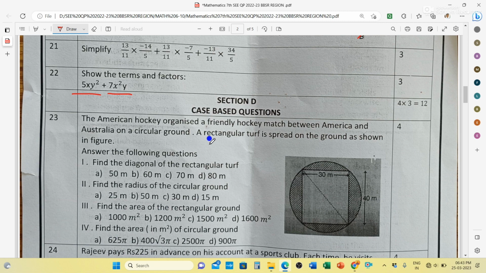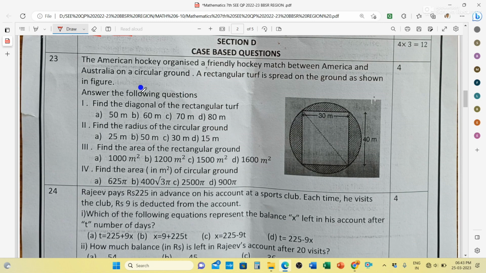Now section D, case based questions. The American hockey organized a friendly hockey match between America and Australia on a circular ground. A rectangular turf is spread on the ground as shown in figure. Answer the following questions. Find the diagonal of the rectangular turf. You can see here, these are the two sides of the rectangular turf. One is of 30 meter and one is of 40 meter.